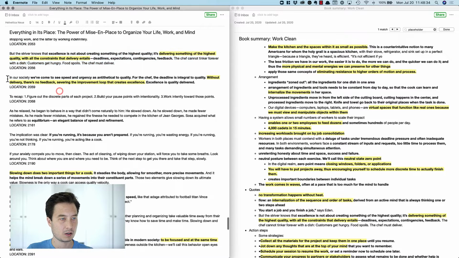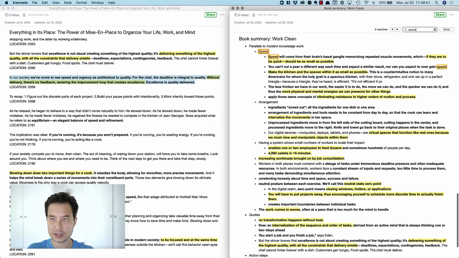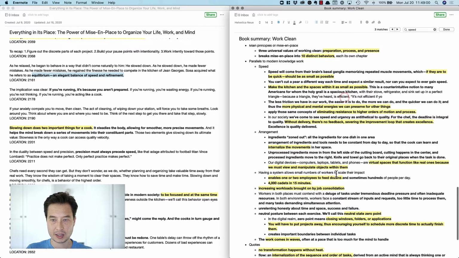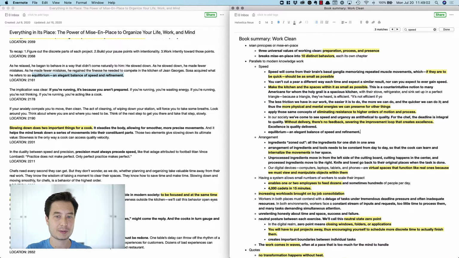Okay. Oh, I love this, that we've come to see speed and urgency as antithetical to quality, but for a chef, and I would argue for knowledge work as well, speed can actually be an integral component of quality. So I'm going to take this and find where we talked about speed, which is here, and put that under speed. Okay, equilibrium. Ooh, that's very interesting too. It's a more subtle point to speed, that you don't just want speed at all costs, you want balanced speed. You want enough speed that you are still in control.